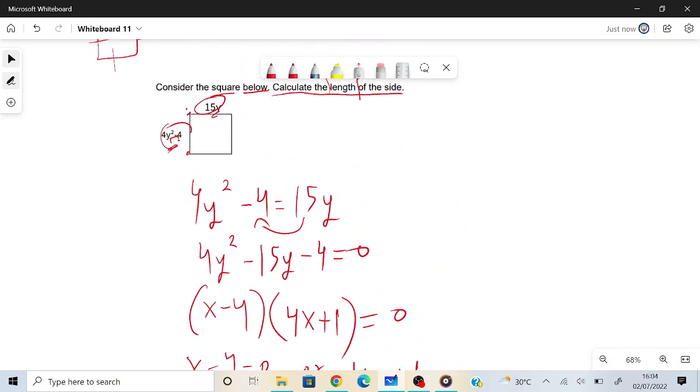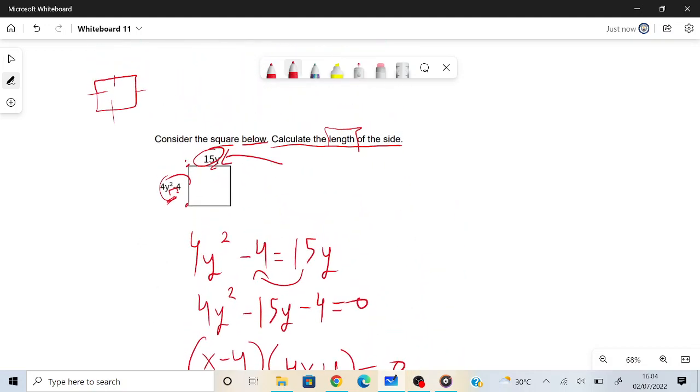And just to verify, we can check the answer. We can put 4 over here and 4 over here, and we should get the same value. So let's quickly do that. 15 times 4 gives me 60, and 4 times 4 squared minus 4 also gives me 60. So 4 is the correct answer for this question.